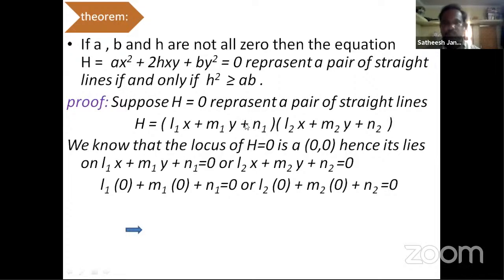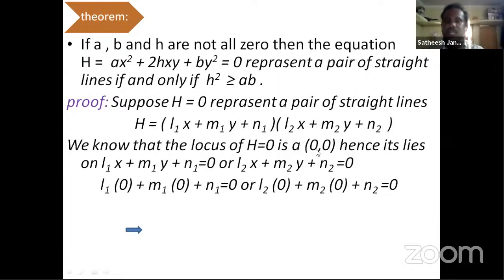Suppose (0, 0) lies on the first equation. Substitute in the equation: l1 into x, where x means 0, and m1 into y, that is also 0, where the point (x1, y1) is (0, 0). Substitute in the first line: l1 into 0, m1 into 0, the remaining constant n1 is equal to 0.